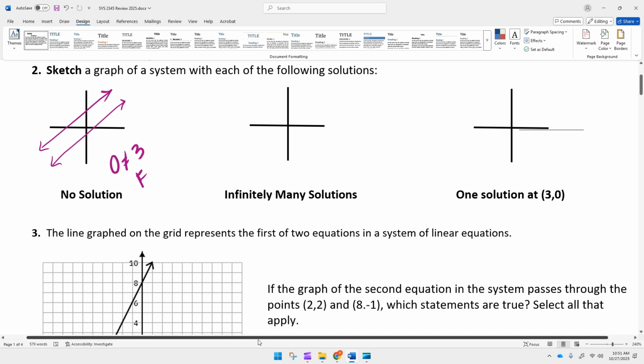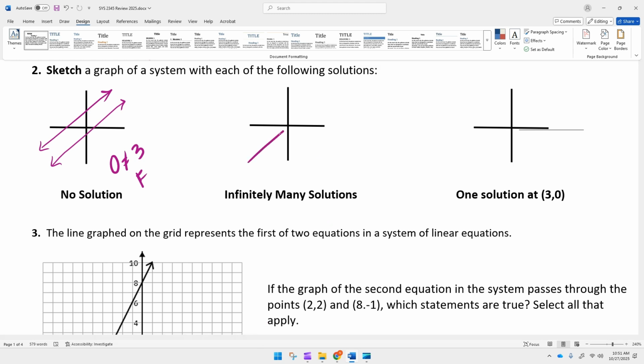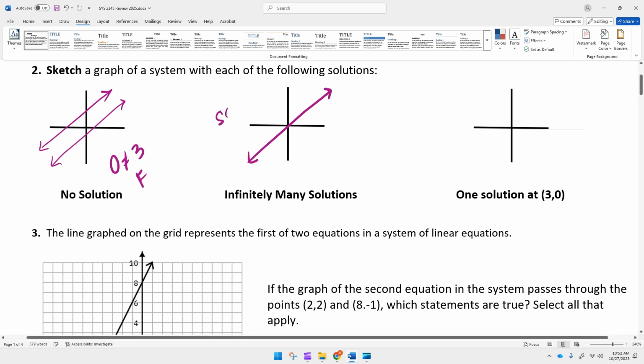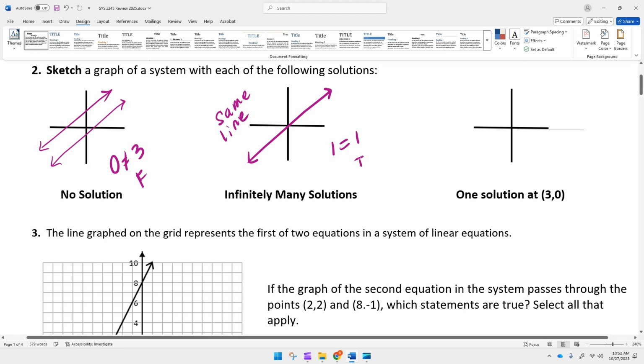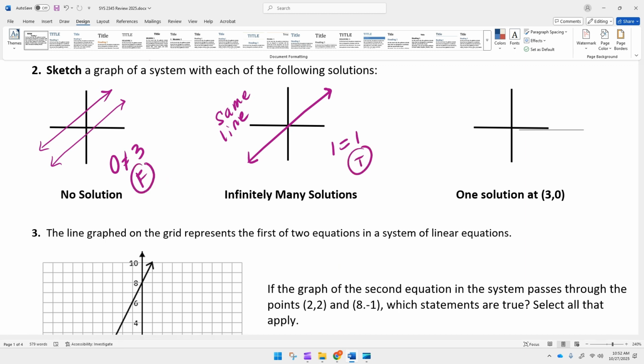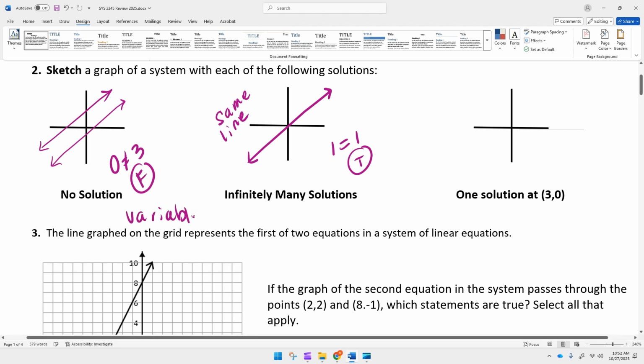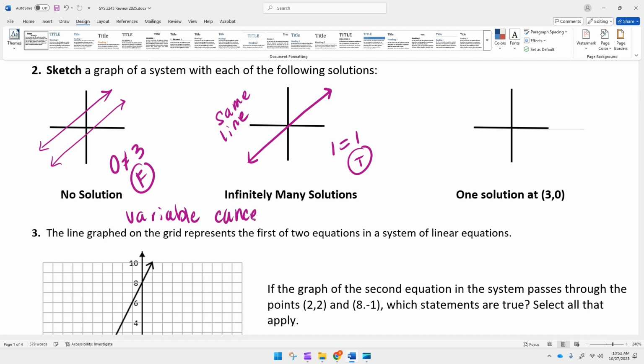The second type of solution you have is infinitely many solutions. That is the same line, same equation. Algebraically, it will be a true statement when the variable is eliminated. So both no solution and infinite solutions, the variable is eliminated, is canceled out. Meaning you would have opposite terms and it would cancel out on both sides of the equation.